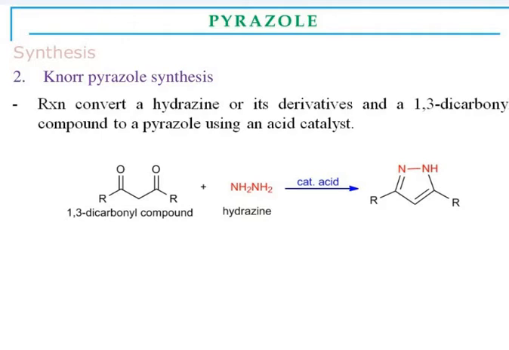Now friends, another synthesis, Knorr pyrazole synthesis. This reaction converts a hydrazine or its derivatives and a 1,3-dicarbonyl compound to a pyrazole using an acid catalyst. Look at the reaction scheme. This is the structure of the 1,3-dicarbonyl compound and you know the hydrazines, and this is your product pyrazoles.